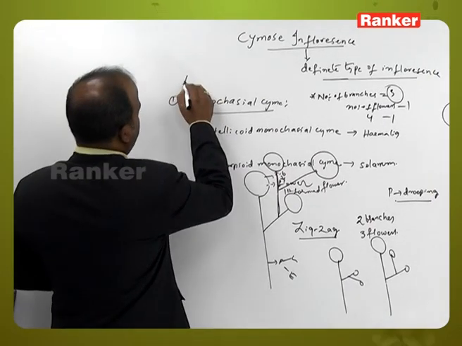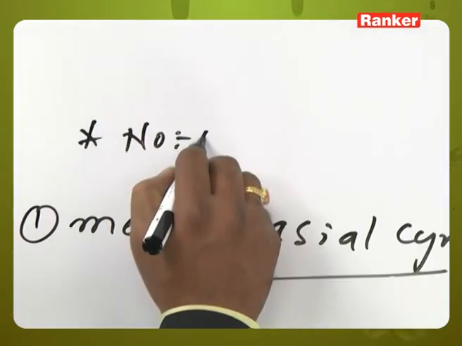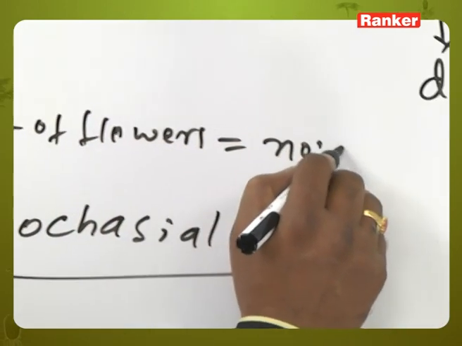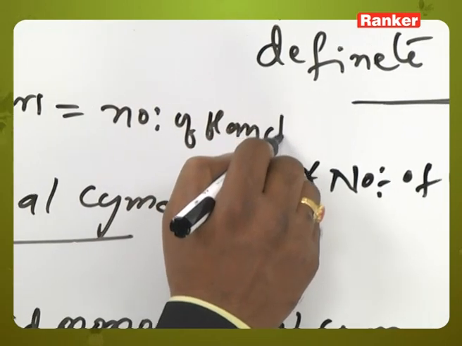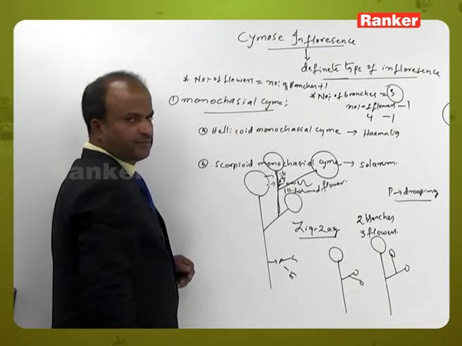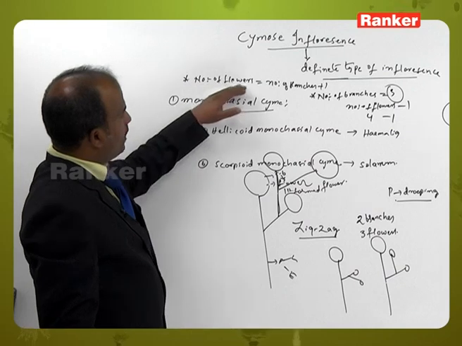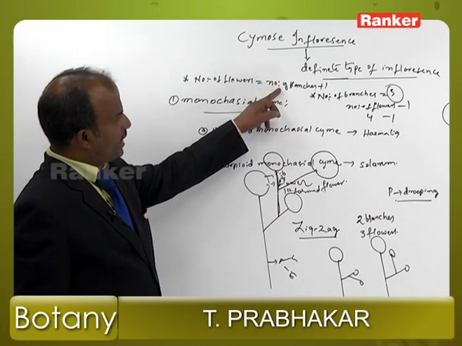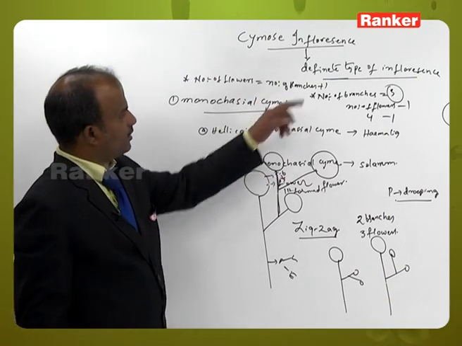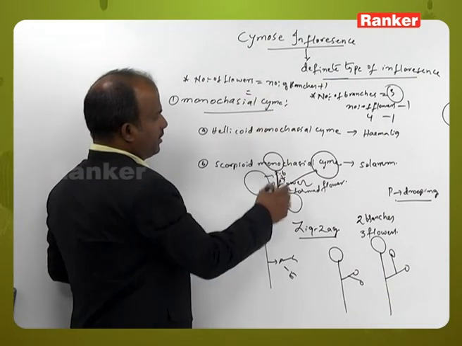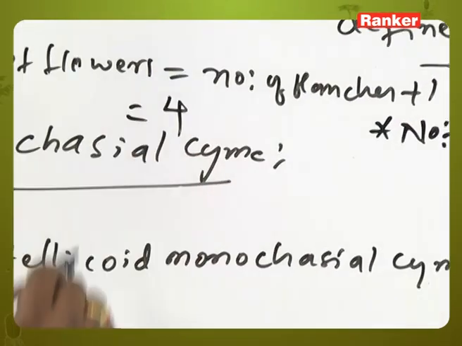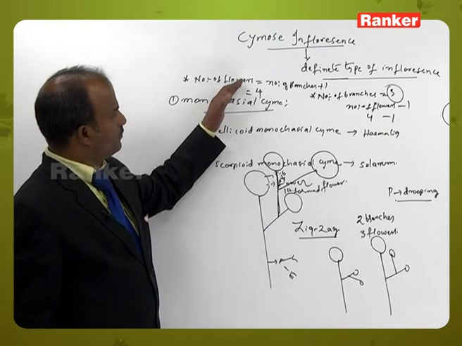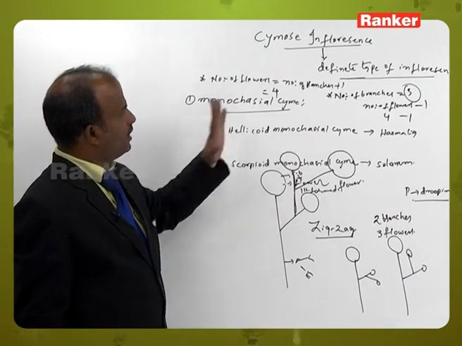Now here, number of flowers is equal to number of branches plus 1. Here how many flowers? 1, 2, 3, 4. Number of branches are how many? 1, 2, 3, plus 1. That itself indicates, according to this diagram, number of flowers are 4. Why? Because number of branches, how many? 1, 2, 3. So this itself indicates the monochasial cyme.